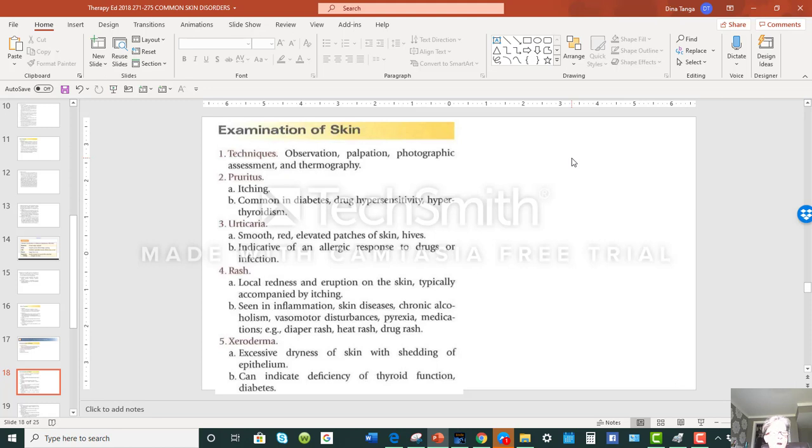Rash. Oh, I can say that word. Woohoo! Local redness or eruption on the skin, typically accompanied by itching, seen in inflammation, skin diseases, chronic alcoholism, vasomotor disturbances, pyrexia, medications, diaper rash, heat rash, drug rash.